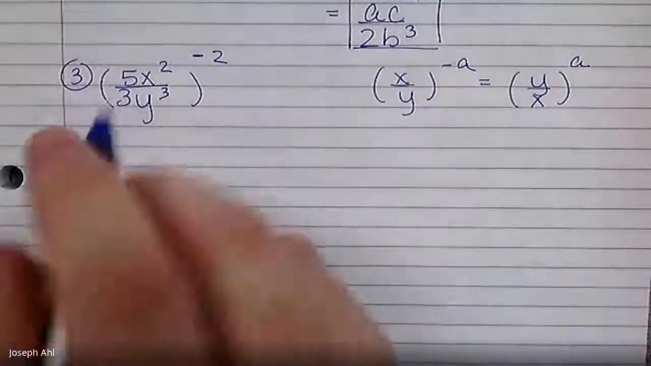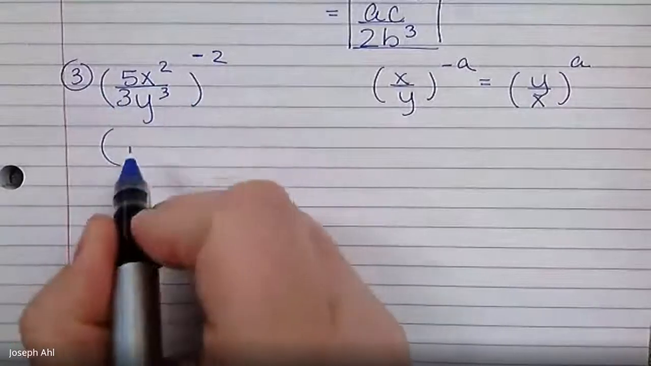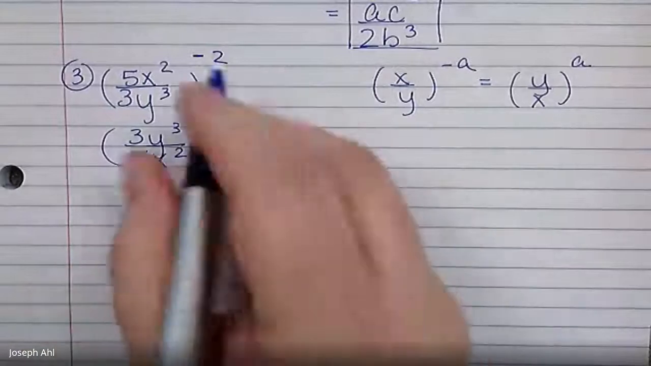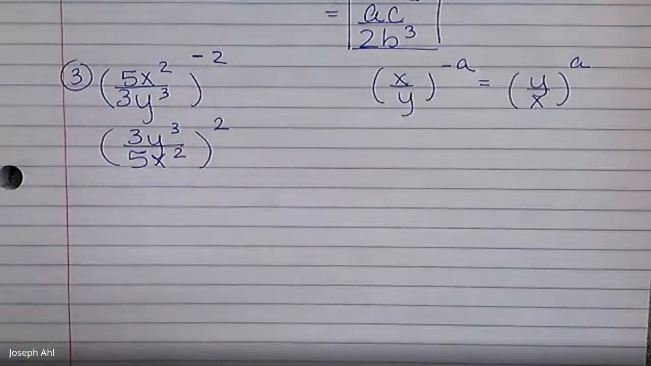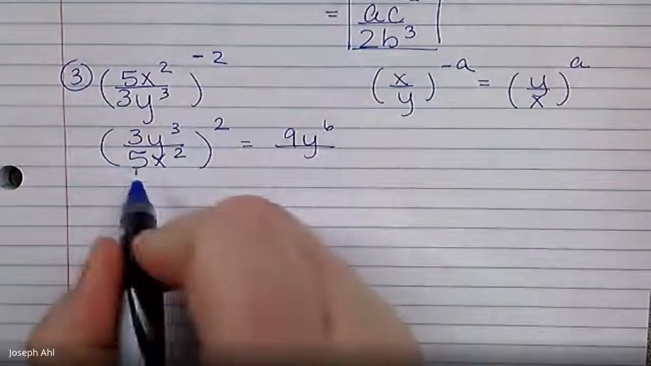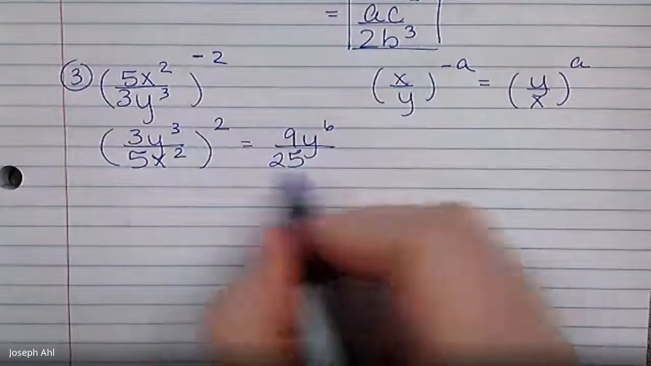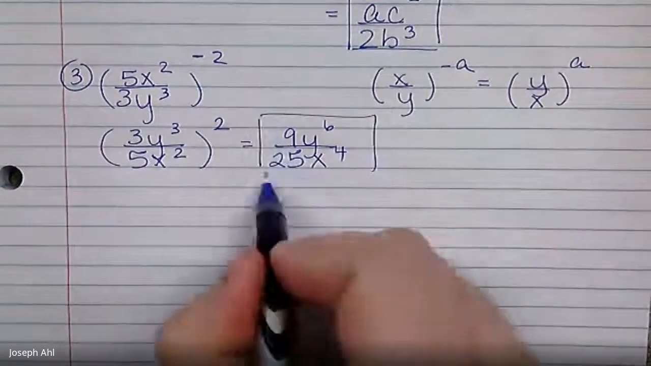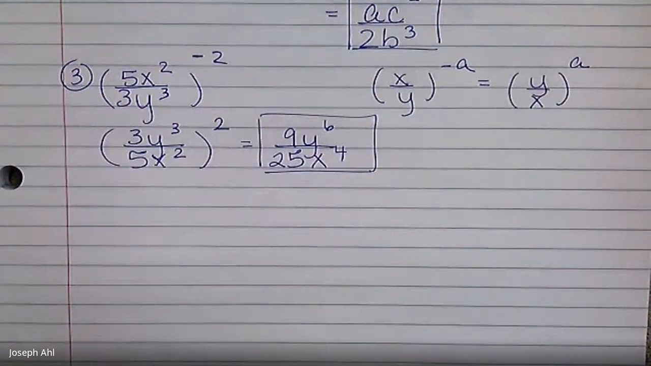So for number 3, what I'm going to do is flip that fraction over first, make 3y cubed on top and 5x squared on the bottom, and then change that to the positive 2nd power. Okay. Now that I have that established, I can square the top, so that's going to be 9y to the 6th. The bottom is 25, and that's going to be x to the 4th. And that's really as far as we can go for that one. There's no variables to cancel. 9/25 is not a fraction I can reduce any further. So that would be the final answer for number 3.